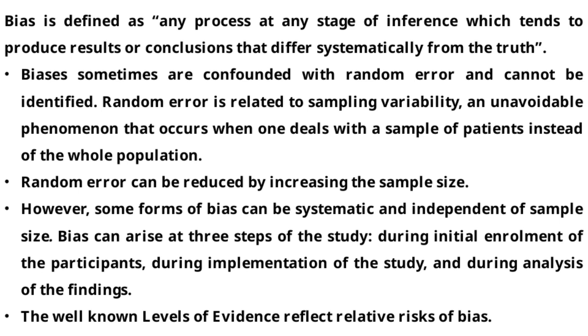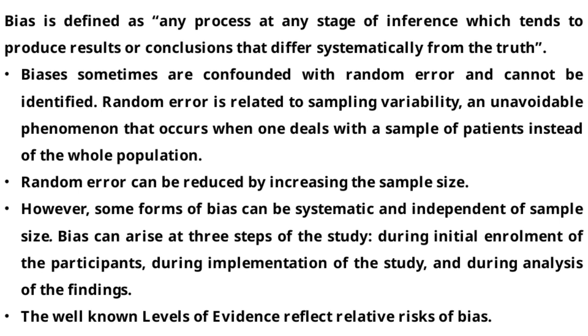Now, while random error can often be reduced by increasing the sample size, biases are different. Some types of bias are systematic and do not depend on the size of the sample. These biases can occur at three key points in a study: during the initial enrollment of participants, during the implementation of the study, and during the analysis of the findings.